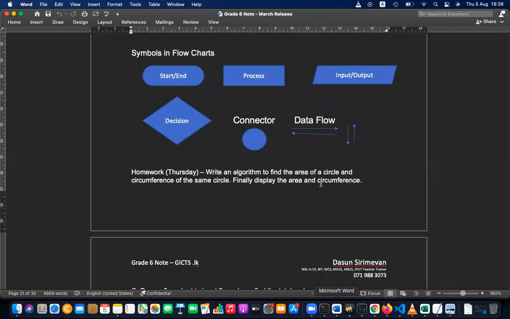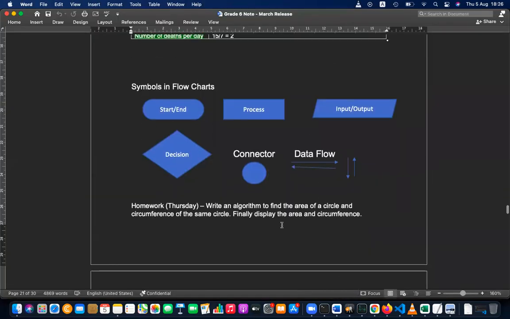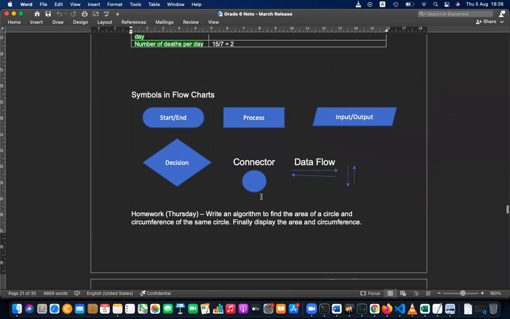So we learned about the symbols. Did we draw these symbols in the book? I think yes, right? Yes, sir. All right, okay.